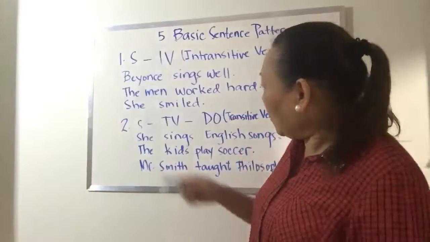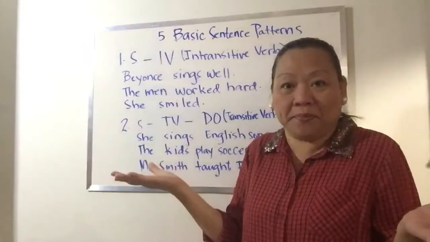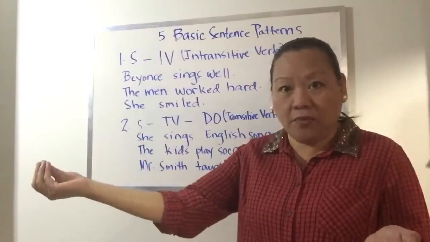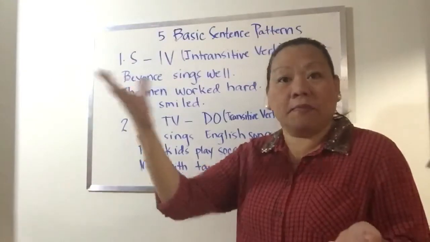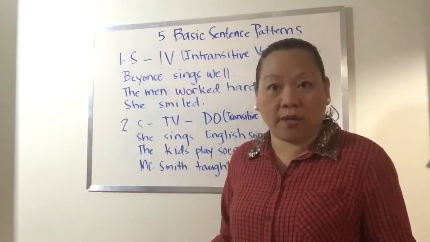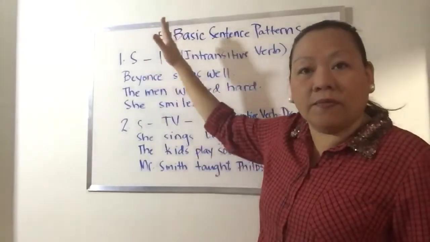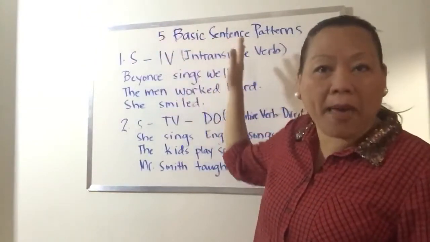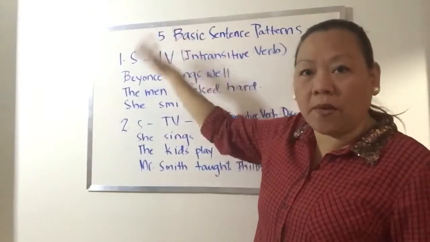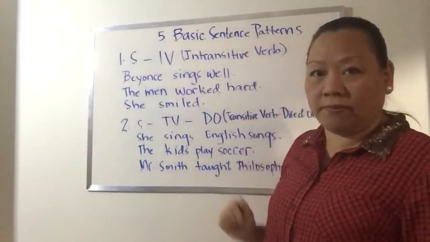The third example is: she smiled. That's it. The subject she is a pronoun, and then smiled is a verb, and nothing follows, so there's no object. So these 3 are examples of the SIV pattern, or subject and intransitive verb pattern.